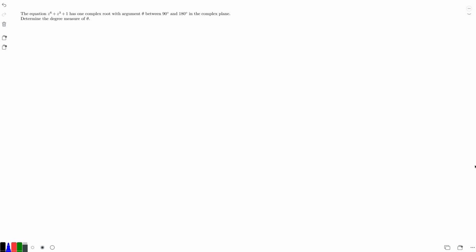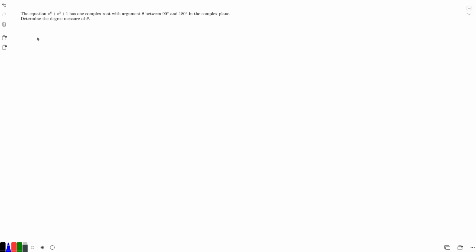Doing the math over here, and this is, I believe, the 1984 AIME problem number 8. And here's a view of this problem. The equation z to the power 6 plus z to the power 3 plus 1 has one complex root with argument theta between 90 and 180 degrees in the complex plane. Determine the degree measure of angle theta.